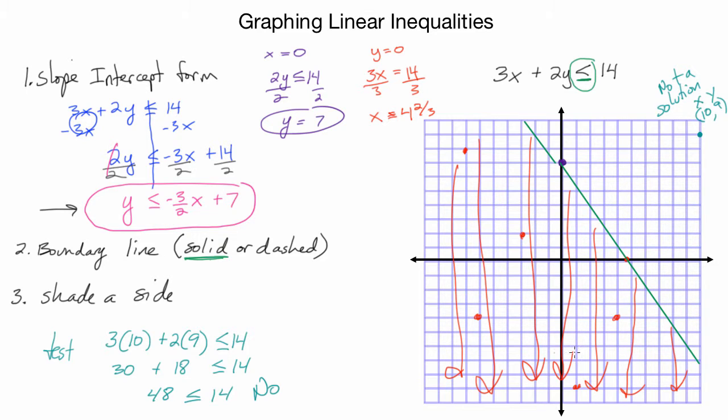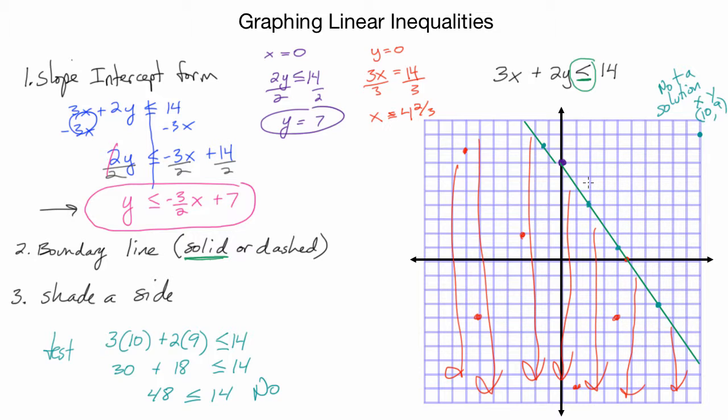So there we go. All the stuff in the red there on down below our boundary line is a solution, and everything on the boundary line is a solution. So if I happen to pick a point on the line, that is a solution that should satisfy the inequality as well, because the inequality includes all the points that are equal to 14 as well.